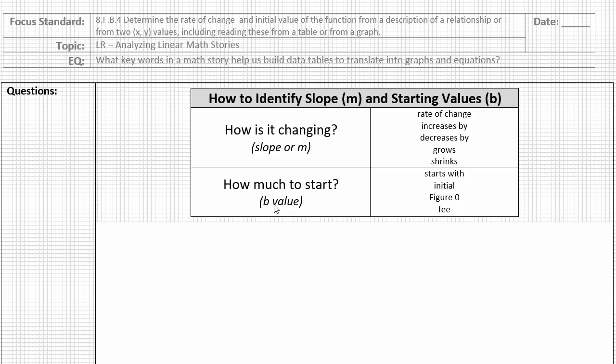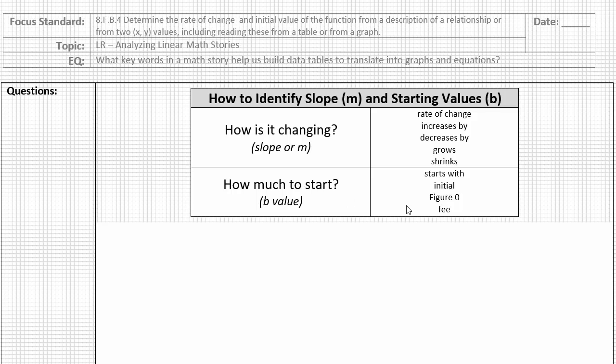As for the starting value, or the b value in our y equals mx plus b equation, they will use words like starts with, the initial value, or figure 0. We've been doing a lot with tile patterns. These are again just a few keywords. There are more, but these are the ones I really want you to hone in on. They'll clue you in that if you're making a data table or doing your graph, that is going to be your b value.